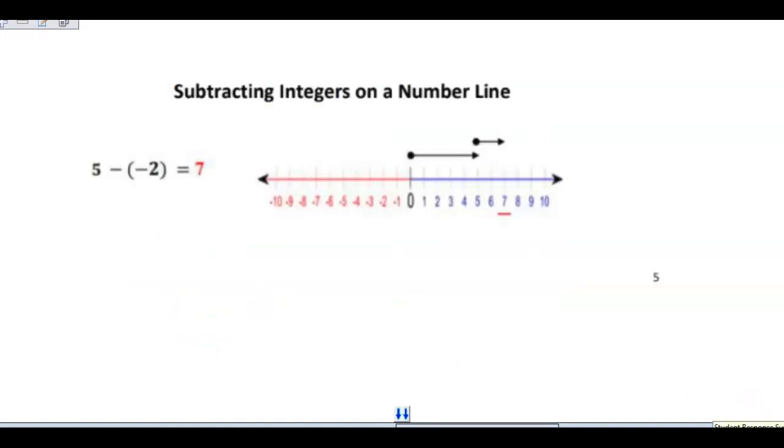We can do the same with a number line. If I have 5 minus negative 2, I'm going to get positive 7, and this is how this works. So I'm going to start at 5, or 0, and then I'm going to add 5 to it. Now normally when I subtract, I go to the left, but in this case, because it's a negative 2, it's actually going to do the opposite, which is to add 2. And so it goes from 5 to 7. So there's our answer, 7.